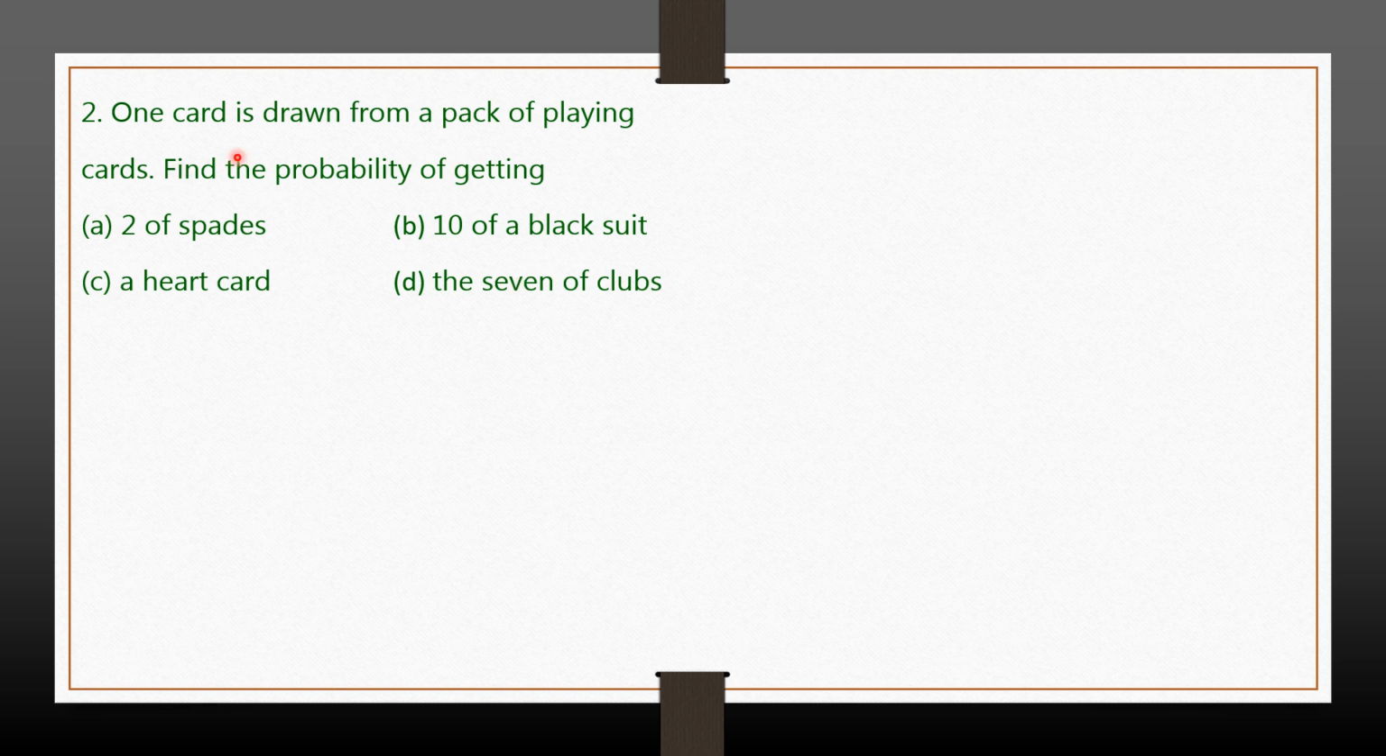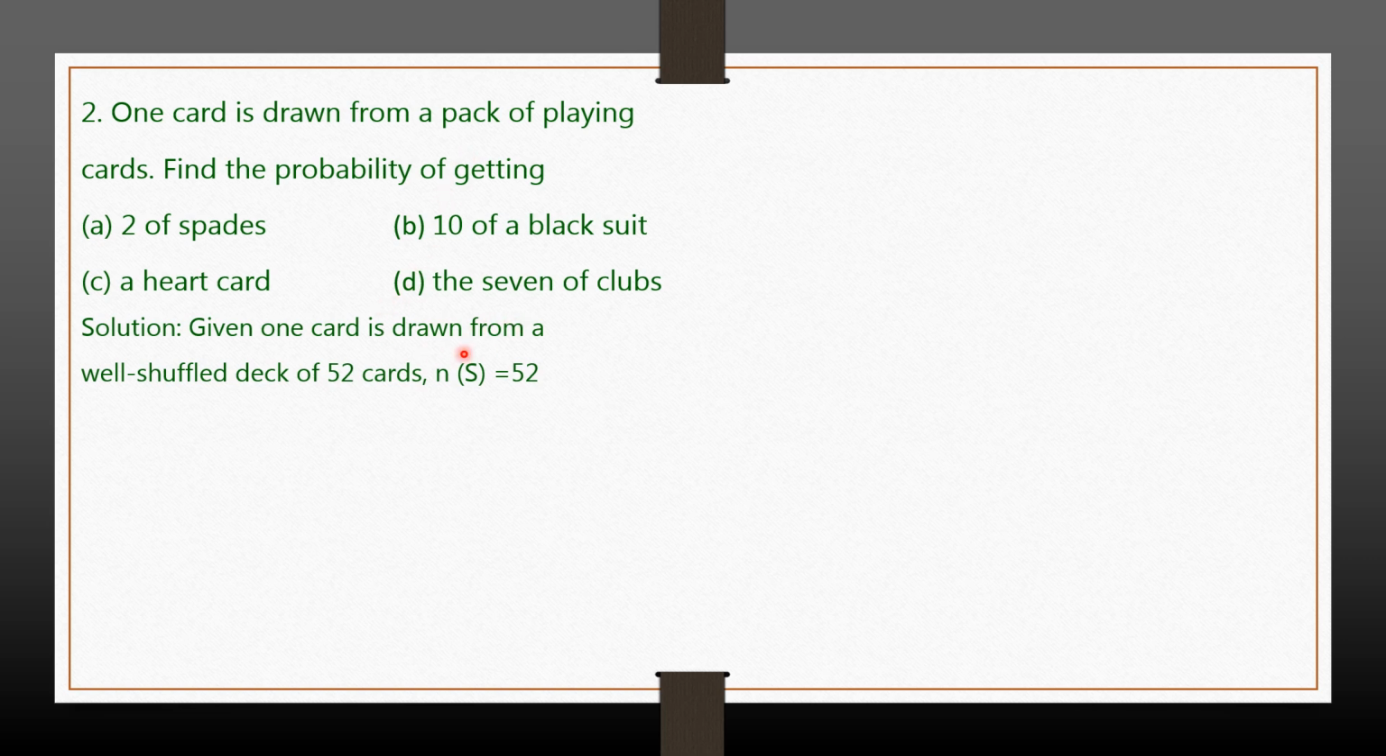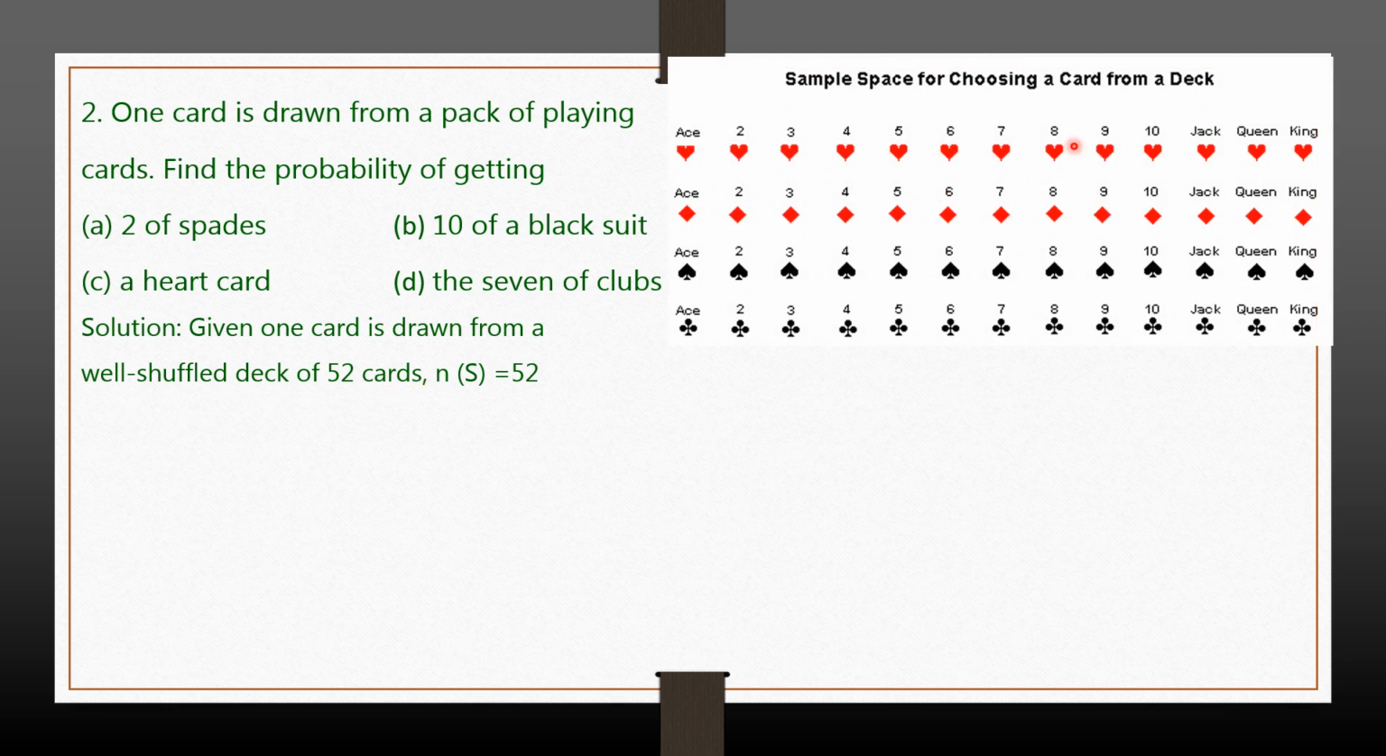Now here one card is drawn from a pack of playing cards. Here the number of cards is not mentioned, but the word pack of playing cards means we always take 52 cards. Therefore, one card is drawn from a well-shuffled pack of 52 cards. I am taking 52 cards only. N of S is 52. Let's go for the events. This is the sample space I have given for your reference. This should be in your mind to answer these questions.